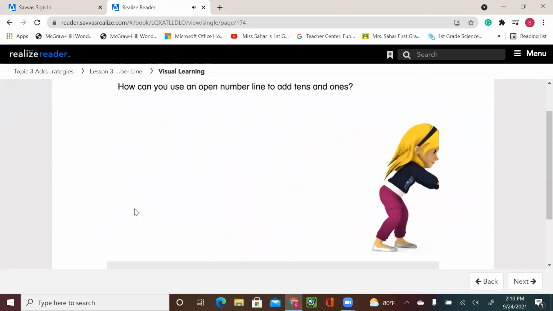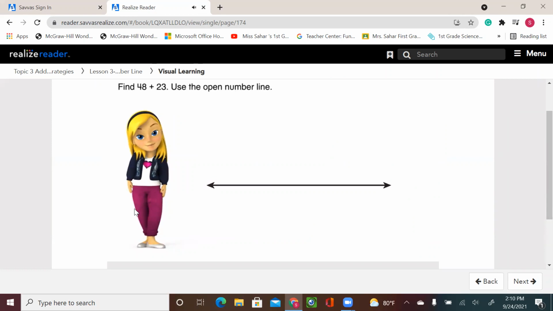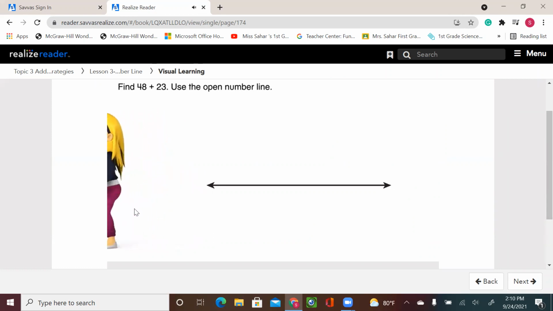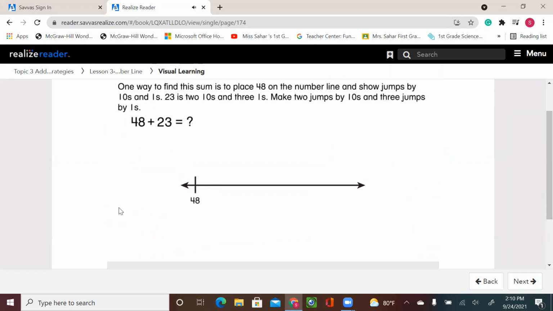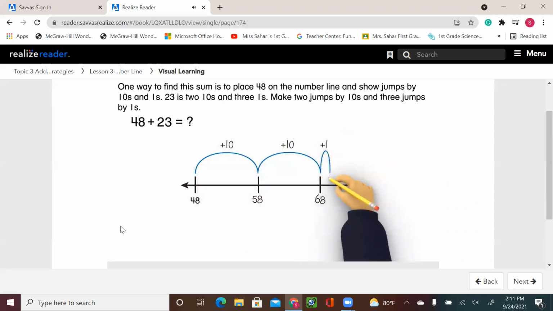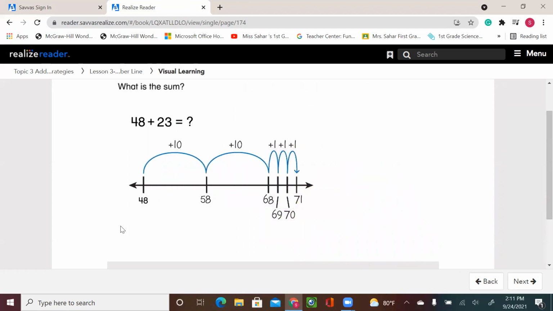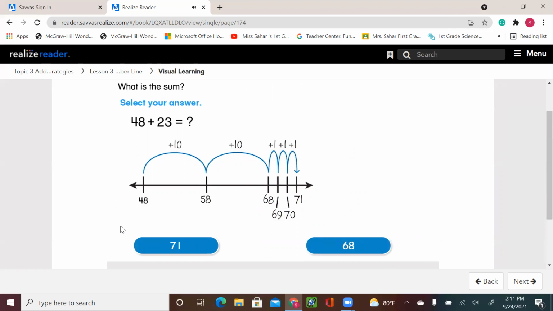How can you use an open number line to add tens and ones? Find 48 plus 23. Use the open number line. One way to find this sum is to place 48 on the number line and show jumps by tens and ones. 23 is 2 tens and 3 ones. Make 2 jumps by tens and 3 jumps by ones. What is the sum? Select your answer. All right.